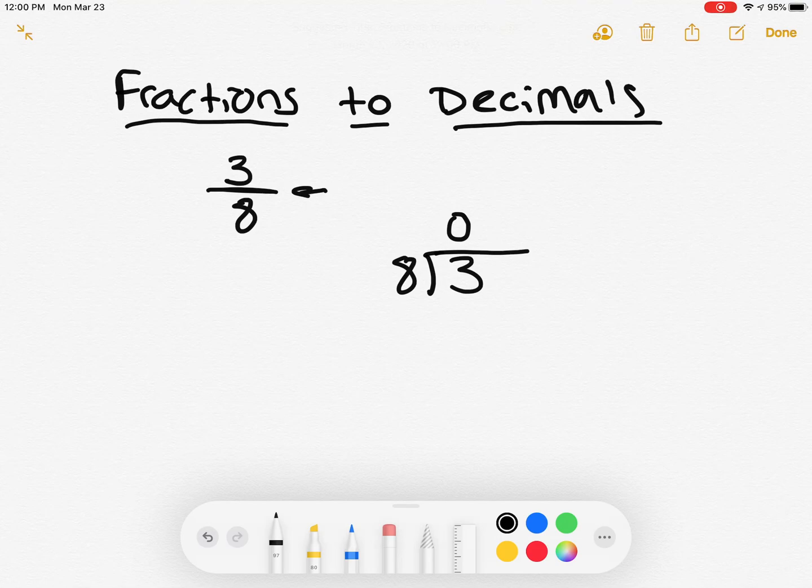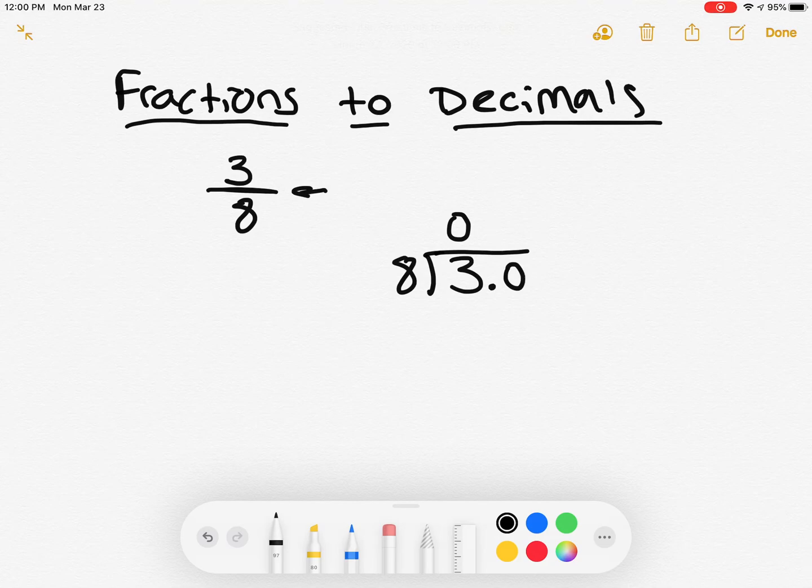And so what I can do is, instead of just giving up and saying the answer is 0, because we know that that is not correct, we're going to put a decimal and a 0 after the 3, because that doesn't change the value of my dividend, but it does give me more digits to work with.